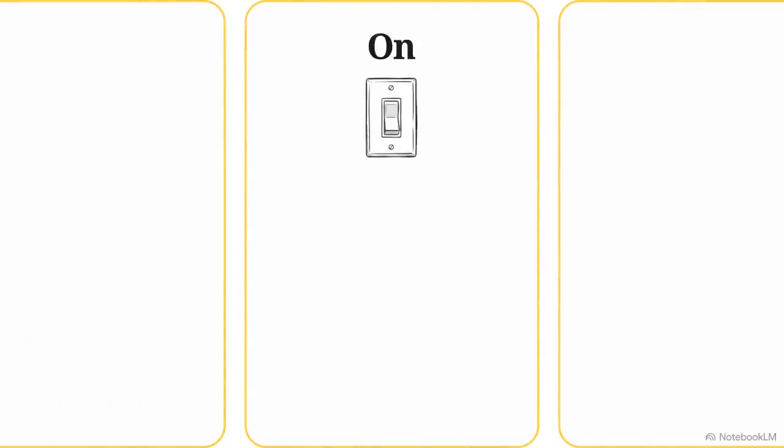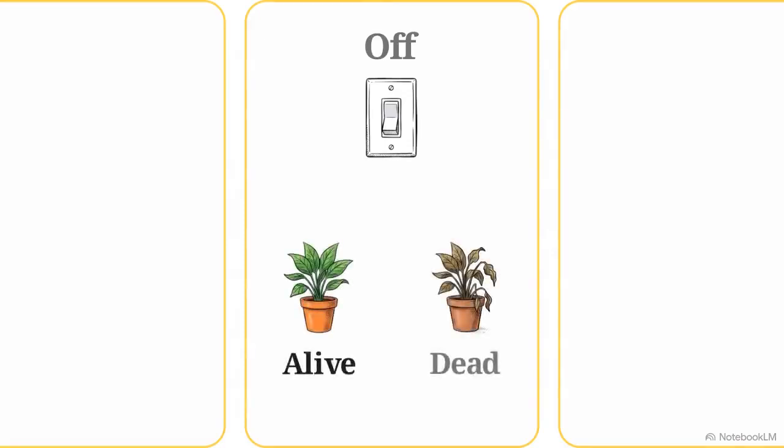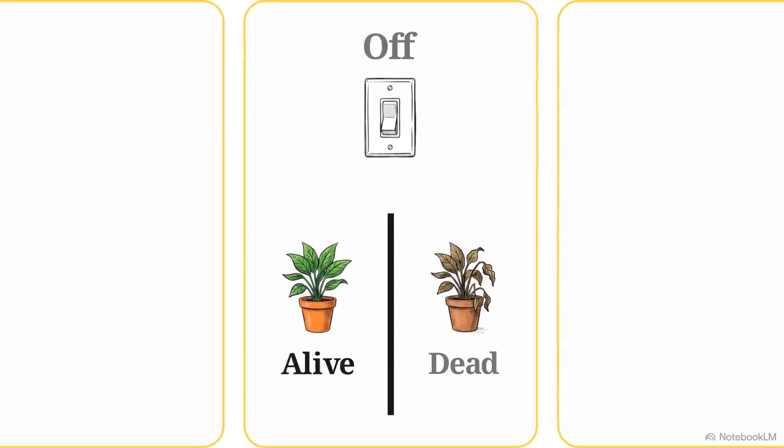Next are complementary antonyms. This graphic shows a light switch toggling strictly between on and off, right next to a binary graphic of a plant indicating dead versus alive. These are binary states. There is an absolute dividing line with zero middle ground. Occupying one state exclusively excludes the other.